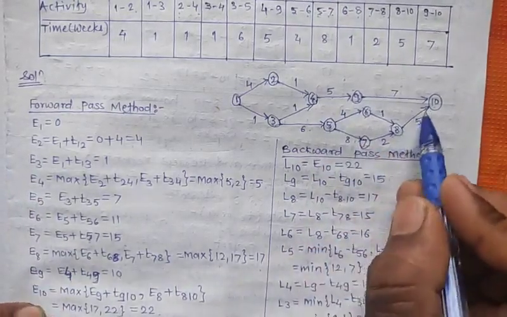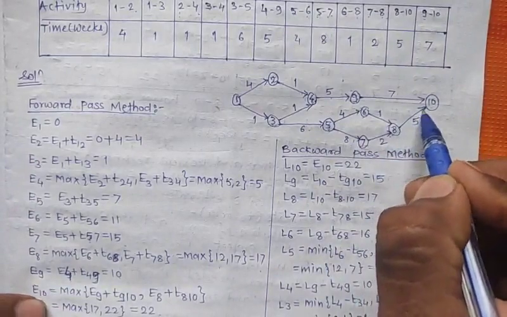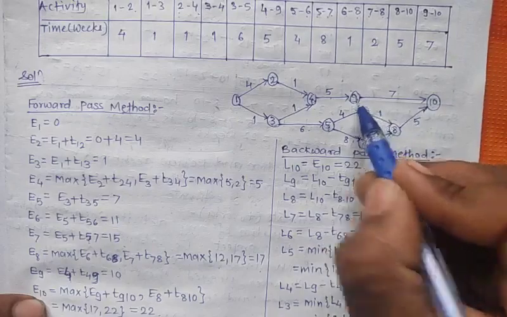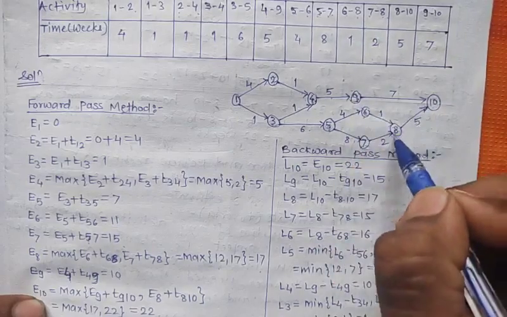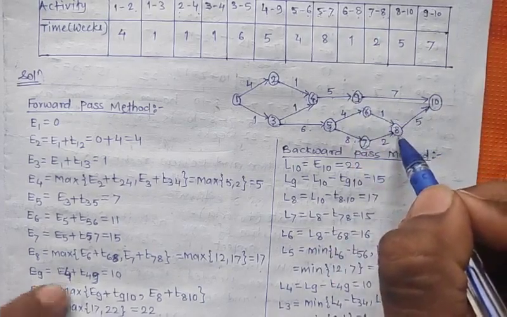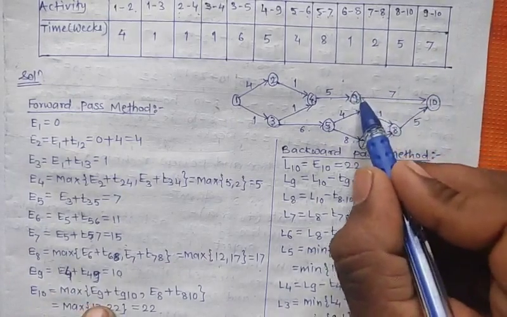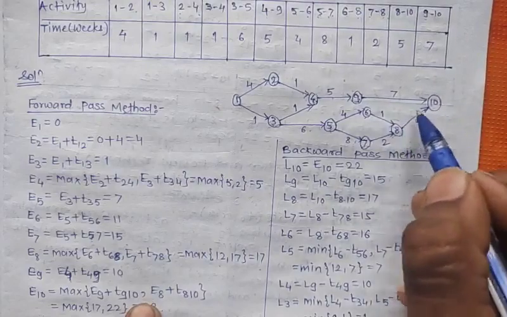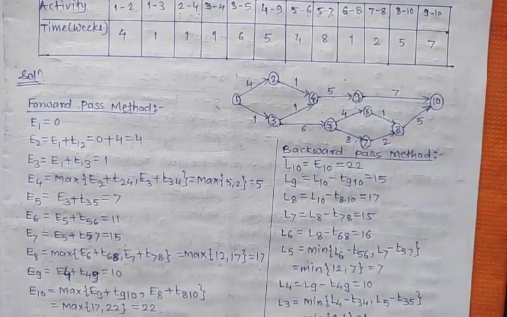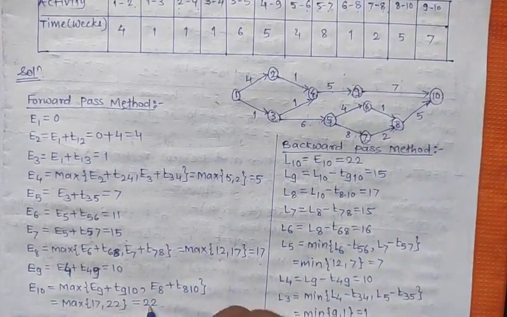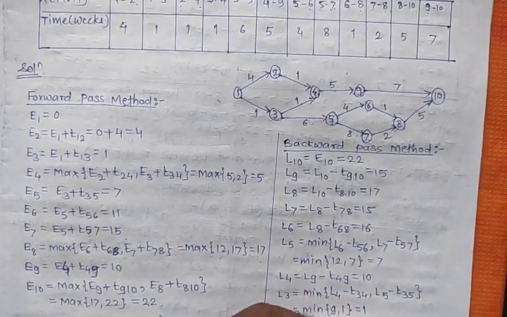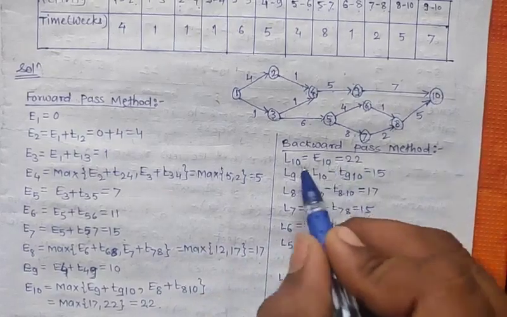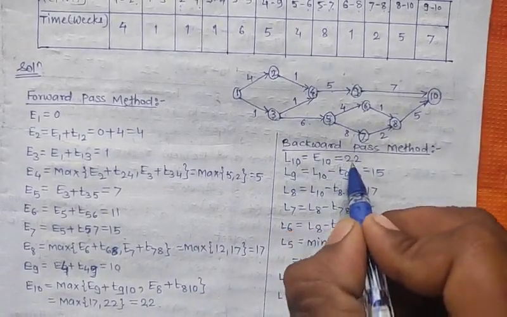Next, calculate E10. For E10 there are two incoming arrows, from the 9th and 8th events. So we'll take the maximum between these two: E9 plus T9-10 and E8 plus T8-10. After calculating this, the maximum between these two is 22. So E10 is 22. Now for the backward pass method, we use E10 as L10, which is equal to 22.